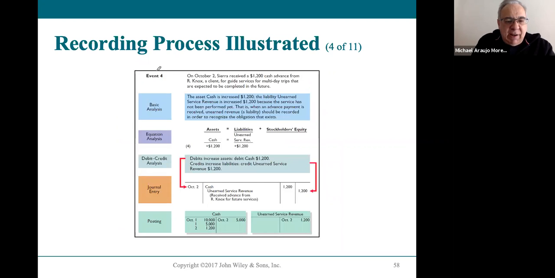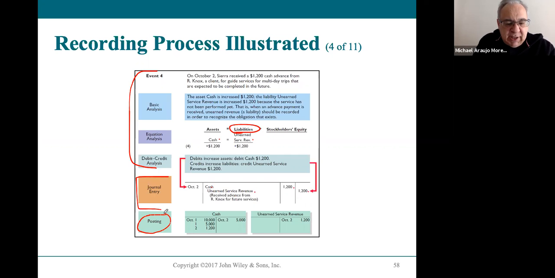The fourth event here, we received money from a client. It was a cash advance. A cash advance means we owe this client tours. So we thought about it: we have more cash and more unearned service revenue. More cash happens on the debit side of the account. Unearned service revenue is a liability. Liabilities increase on the right side, or the credit side. So we did our journal entry, debit of $1,200 to cash, credit of $1,200 to unearned service revenue.